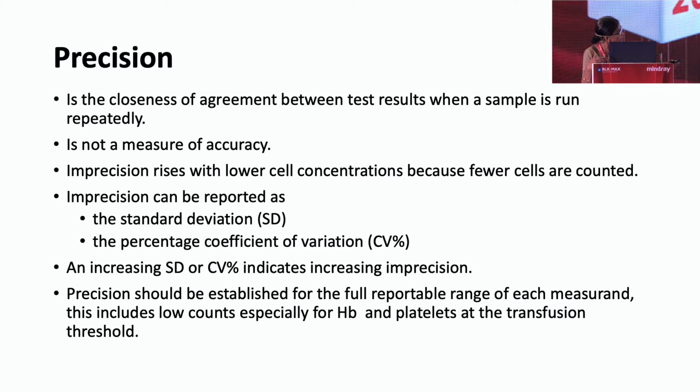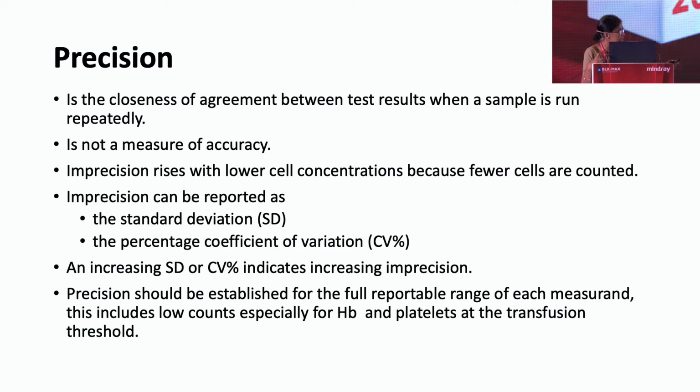So when we refer to precision, it is the closeness of agreement between test results when a sample is run repeatedly. It's obviously not a measure of accuracy. Imprecision increases in samples with lower cell concentrations as fewer cells are counted. It can be reported as SD and CV percentage. So an increased SD and CV percentage indicates a highly imprecise sample.